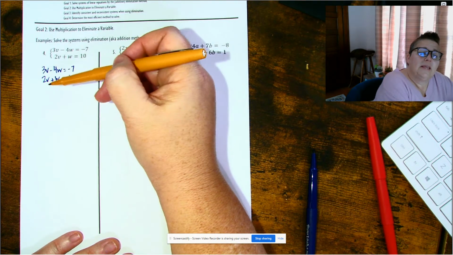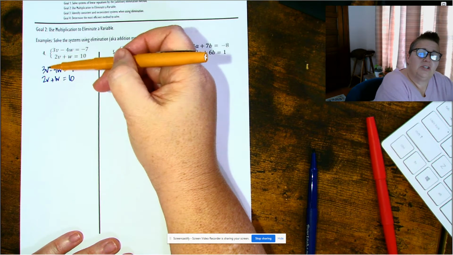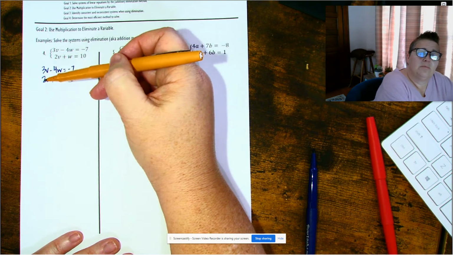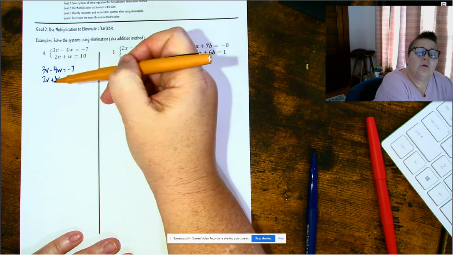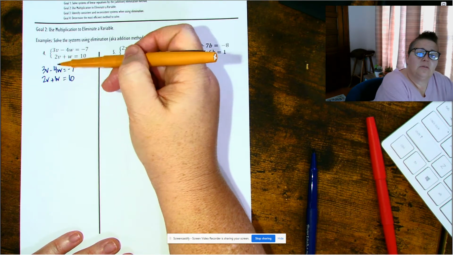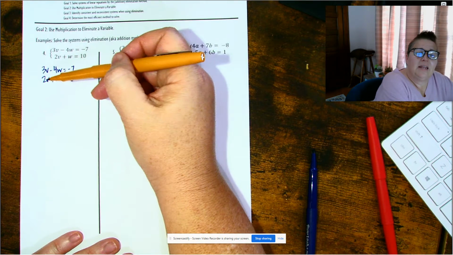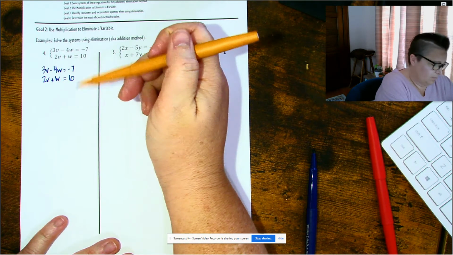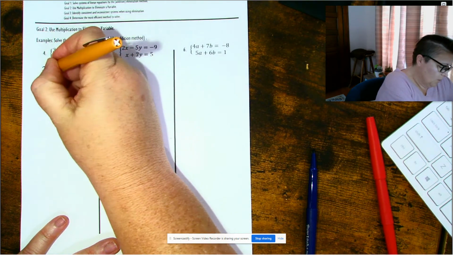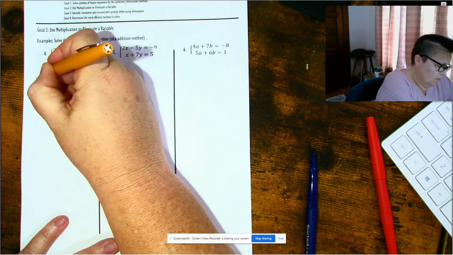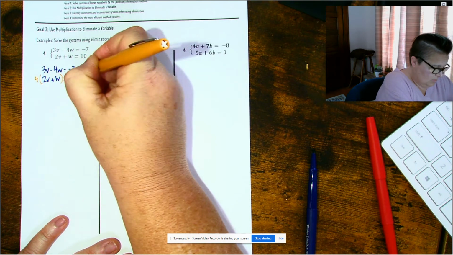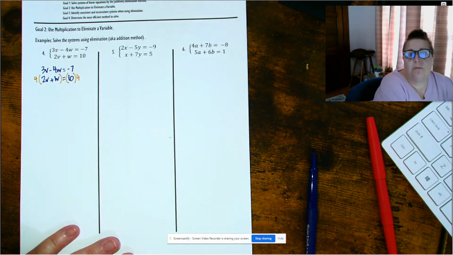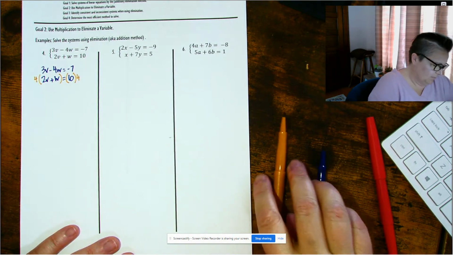So if given a choice of changing v's around, where I would need to change both numbers, or changing w's, I can see that if this was a 4, I would have a perfect setup. So I'm going to multiply that second equation by 4. The entire equation or each side, however you need to think of it.